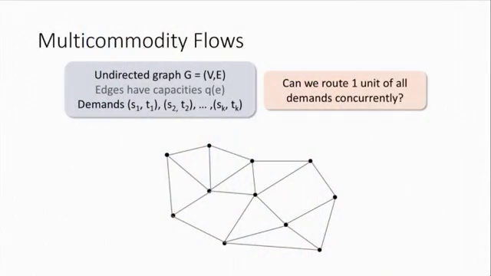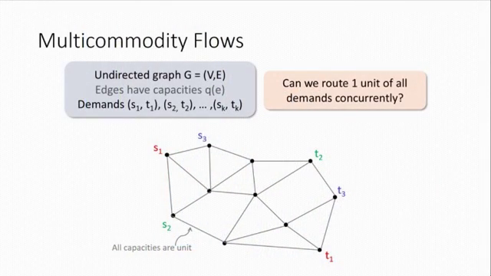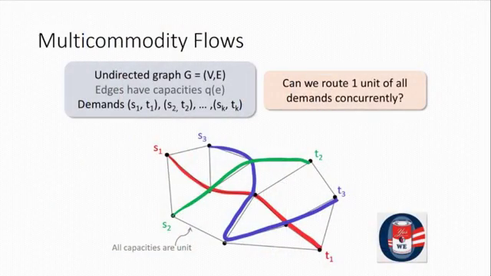In general, this is a toy example here. You have this graph, let's assume all capacities are also 1, and there are these source-sink pairs. So the red vertices form a pair, green vertices, blue, and you ask, is there a routing of 1 unit of flow from all the sources to the sinks concurrently? And in this example, the answer turns out to be yes, and you can find a routing and so on.